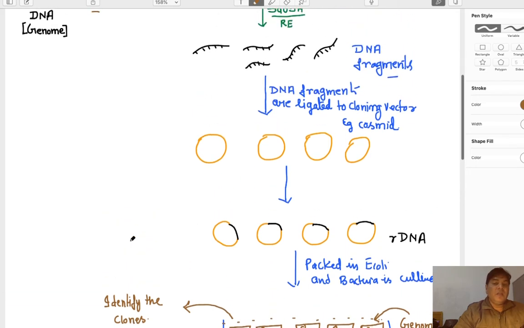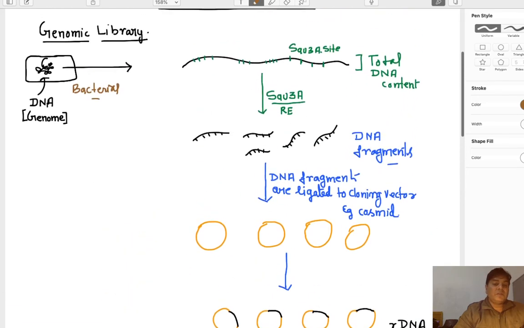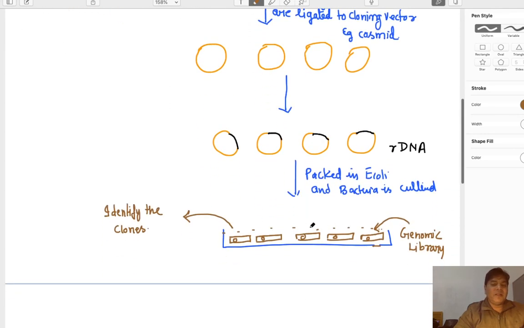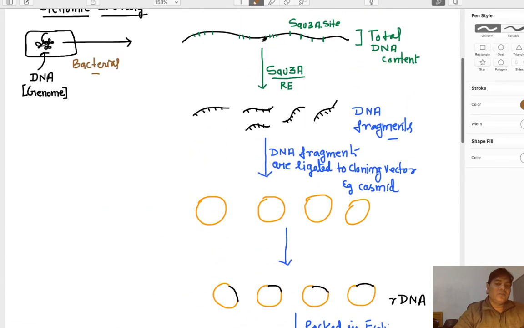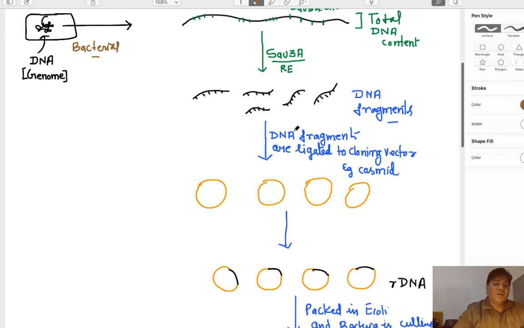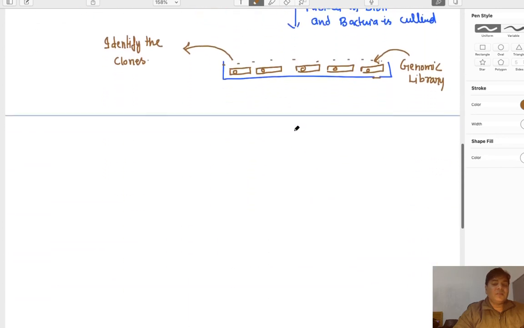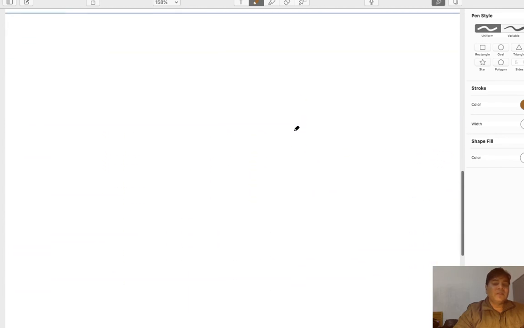Now, in the case of bacteria, the genome size is not so elaborate, so it is easy to maintain and handle this genomic library, because the total DNA content is not so large. But if we talk of certain plant cells or animal cells, then it is a hectic process. That's why, in animal cells or plant cells, some genes express themselves, some genes do not express themselves at the same time within the same cell. So it is better to develop a cDNA library. So another concept is the cDNA library.